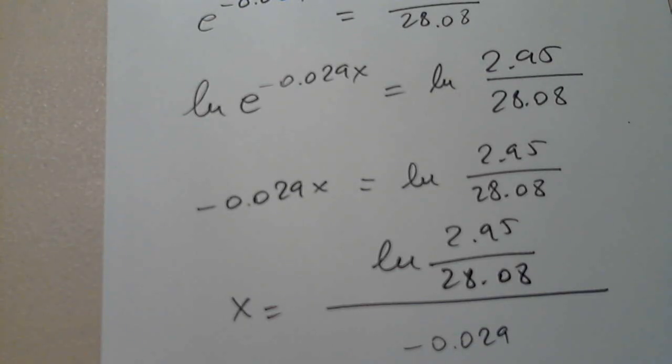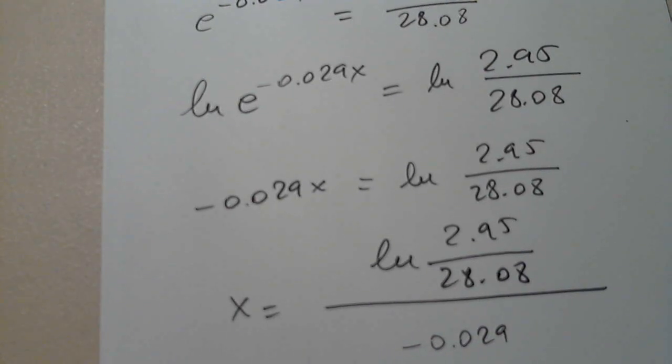So, natural log of 2.95 divided by 28.08, and then divide, don't forget parentheses, it's a negative number. Good. So this will be added, so 77 roughly, x approximately 78 years.